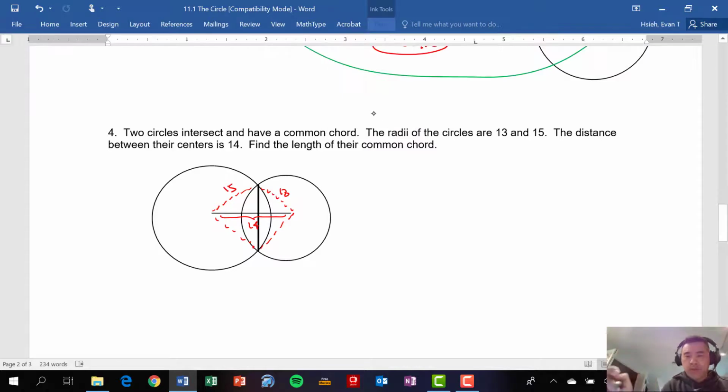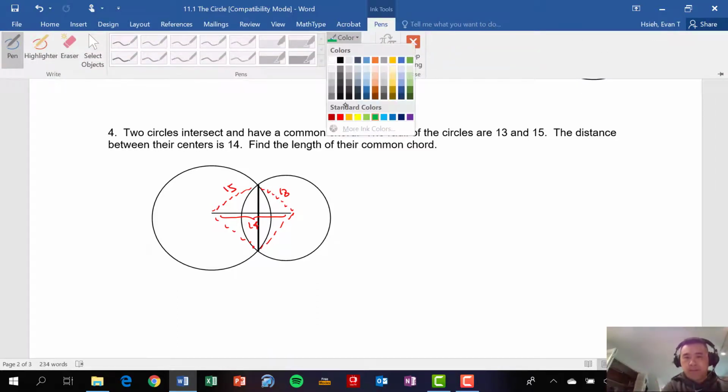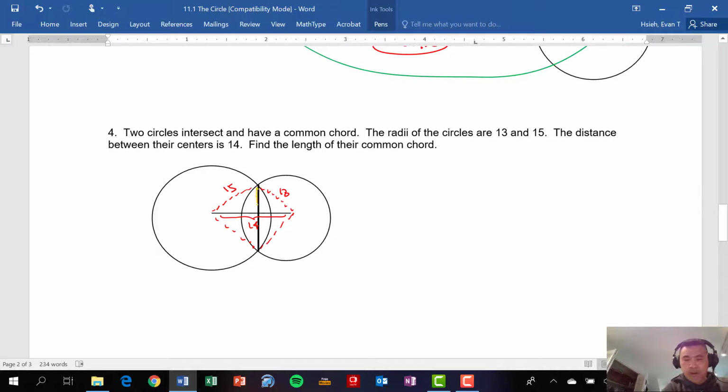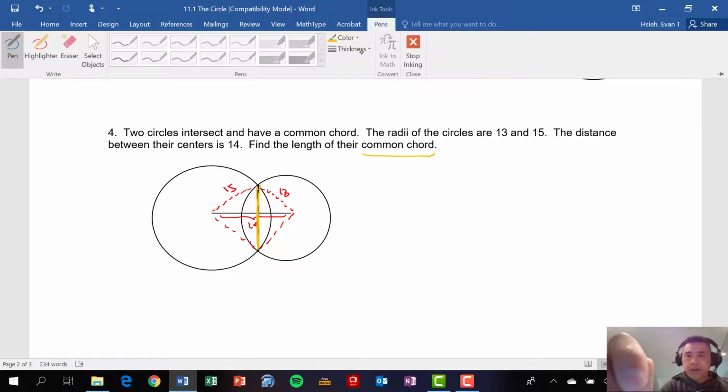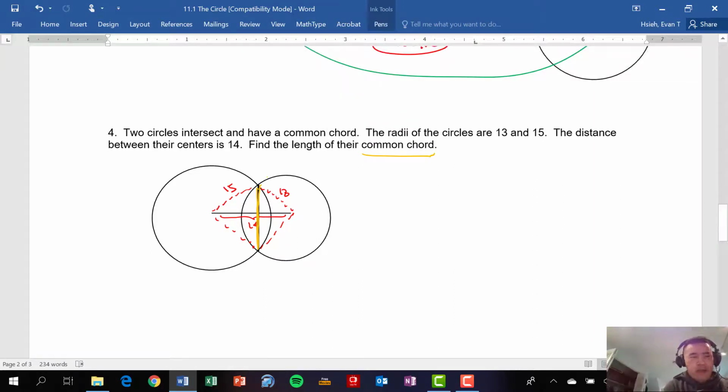And so when I'm approaching this problem, I'm trying to find the length of the common chord. The common chord right here is going to be this length. It's the chord that's in common between the two circles. That's why it's called the common chord. So I'm going to make x equal to this little segment right here. And I'm going to call this little piece y right here, which will be half of the orange segment.